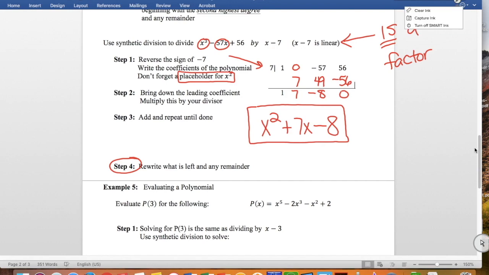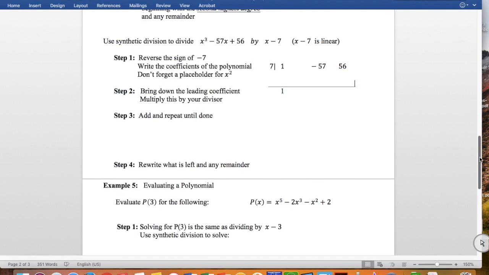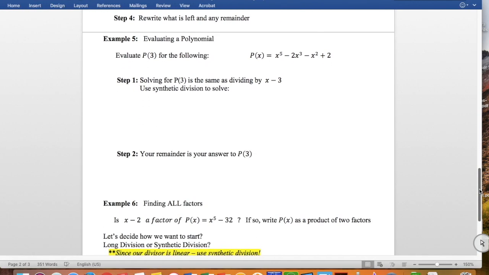Example 5. Evaluating a polynomial. What's interesting here is if it tells me to evaluate, this would be like my x value. So in other words, I am evaluating x equals 3. They're writing it as p of 3 for the following. But what they're telling me right here is by putting that 3 in there, that x equals 3.